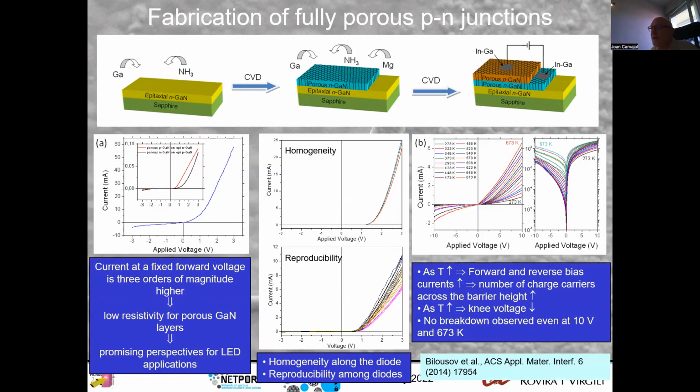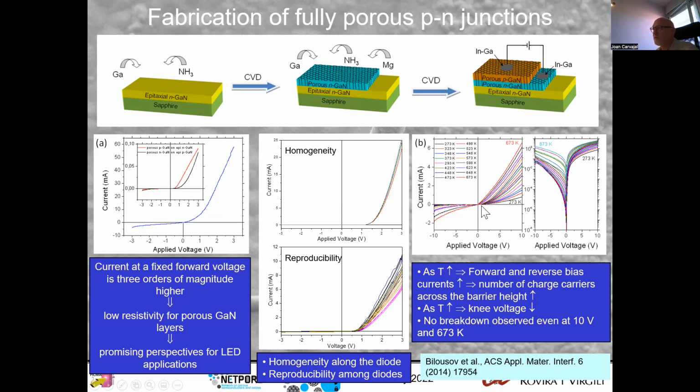The electrical characterization indicates again that we have a nice diode response, and the most interesting thing is that the current that we obtain at a fixed forward voltage is three orders of magnitude higher than the one that we obtain in the partial porous PN junction. So this is good. Here is the homogeneity in one of those devices and the reproducibility among 25 different devices. So we can see that they are quite nice.